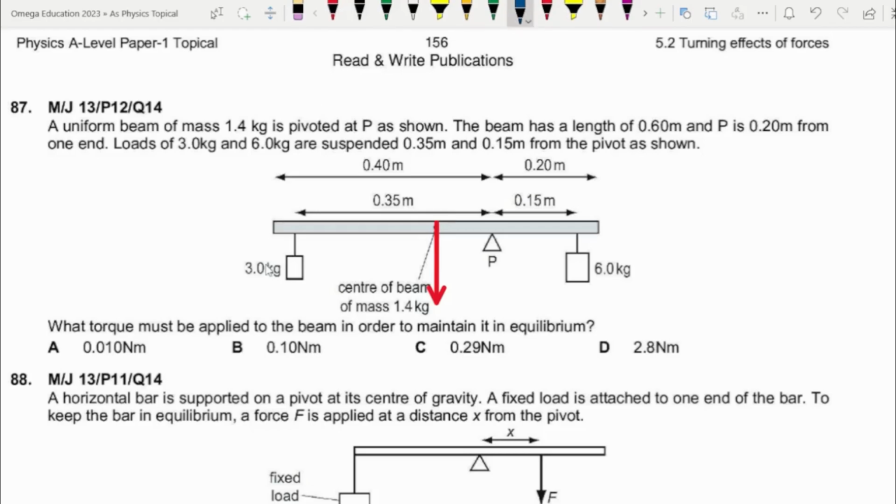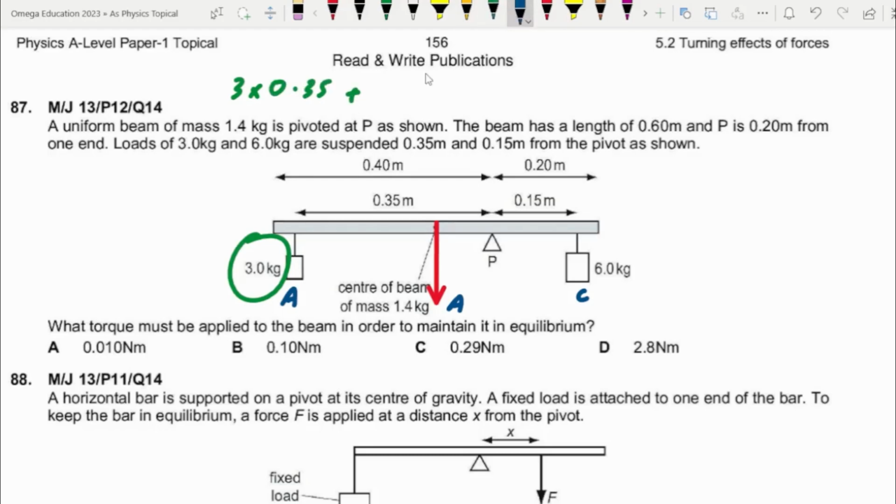So let's do it this way: clockwise, sorry, anti-clockwise, and this one clockwise, because we consider this point as the pivot. Now let us apply the formula. So what do we get? We get 3 times this mass times the perpendicular distance of that mass from the pivot, from here till here. And how much is that? 0.35. Okay, given in the diagram itself.